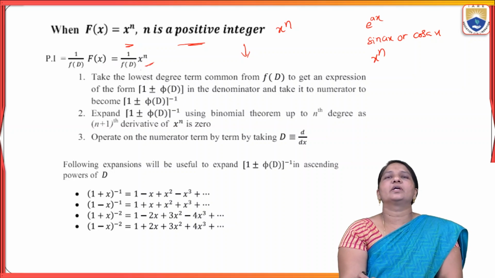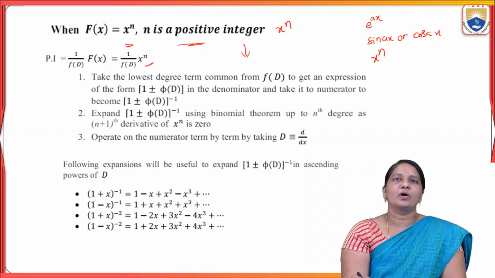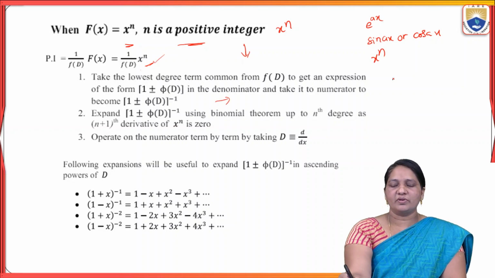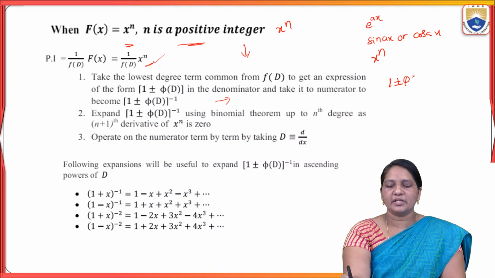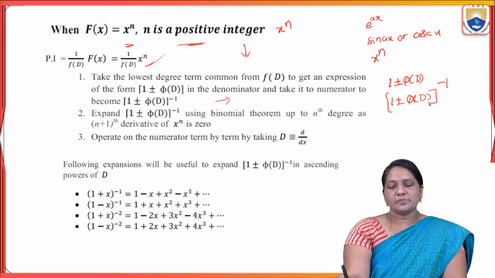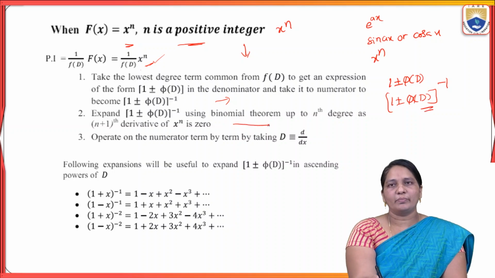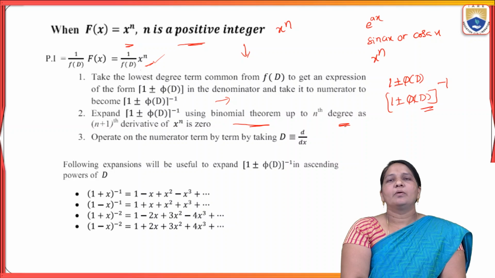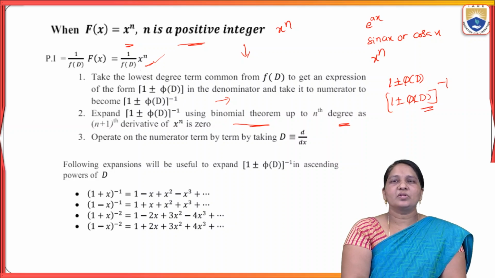So, if you are having q of x or f of x value as x power n, then we have to convert the given equation like this, that is 1 plus or minus phi of d. Here, 1 plus or minus phi of d means we have to write this in inverse form. Then we are going to expand this by using the binomial theorem, up to the nth degree.